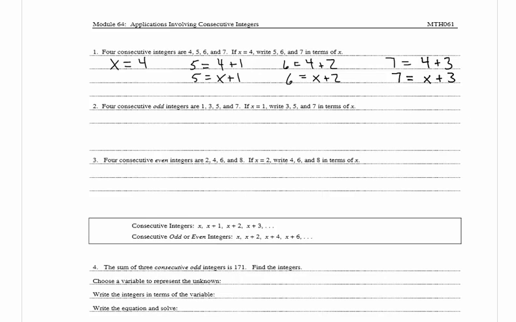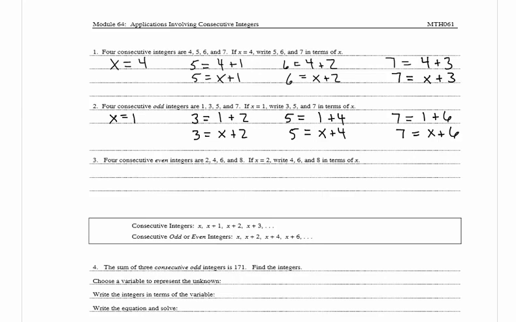Now in 2, it says 4 consecutive odd integers are 1, 3, 5, and 7, and x is equal to 1. If we want to write an equation for 3, we could say 3 is equal to 1 plus 2, which means that 3 is equal to x plus 2. And then for 5, we could say 5 is equal to 1 plus 4. So 5 is equal to x plus 4. And an equation for 7 would be 7 is equal to 1 plus 6. So 7 is equal to x plus 6.